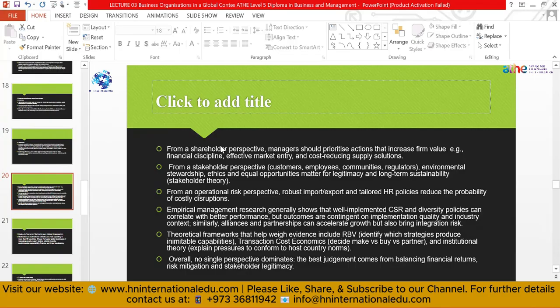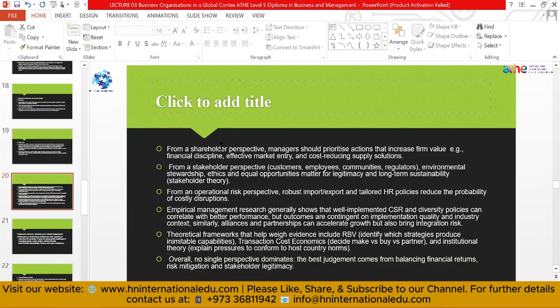From a shareholder perspective, managers should prioritize actions that increase the firm value, that is financial discipline, effective market entry, and cost reduction in the supply chain. This is what a shareholder expects from a business. Then stakeholder. He wants to work on all these stakeholders, internal and external, that is consumers, employees, communities, regulators. Environmental stewardship, ethics, and equal opportunities matter for the legitimacy and long-term sustainability, that is stakeholder theory. A proper theory, and this is what a stakeholder perspective is as well, to have an equilibrium among all these stakeholder groups.